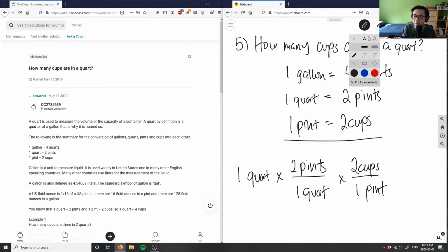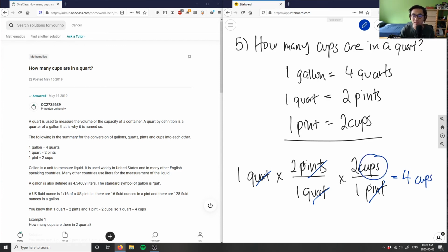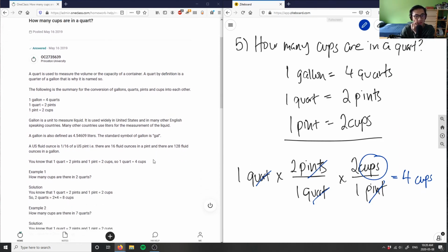And as you can see, my units here cancel out, right? My quarts cancel out, and my pints cancel out here, leaving just cups here. So I can solve this by saying 1 times 2 times 2. So 1 times 2 is 2. 2 times 2 here is 4, right? So this here would give me 4 cups, and this is the only unit left, right? So now I can say that 1 quart here equals 4 cups, and this here is our correct answer.